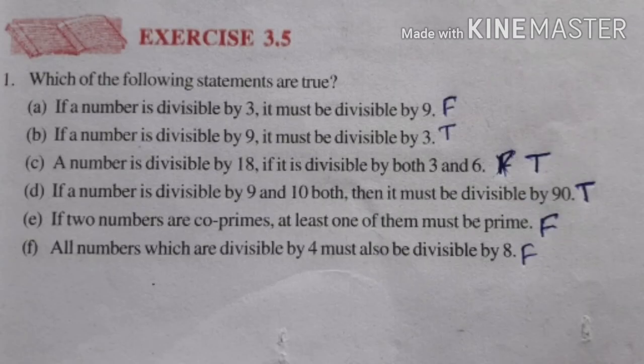Then exercise 3.5 will start. In exercise 3.5, the first one is: if a number is divisible by 3, then it is divisible by 9. It is a true or false statement. The statement is false because 6 is divisible by 3 but it is not divisible by 9. That is, statement 1 is false.